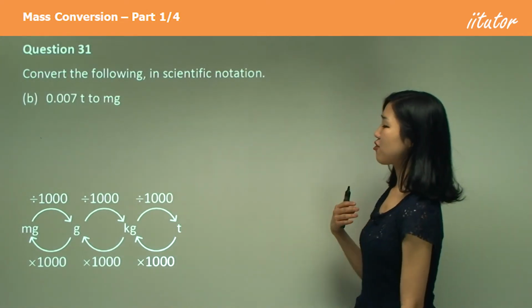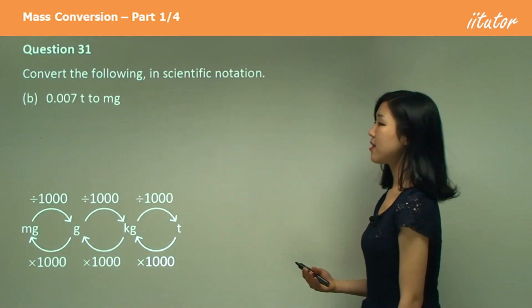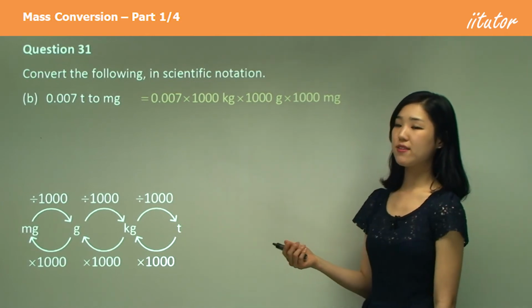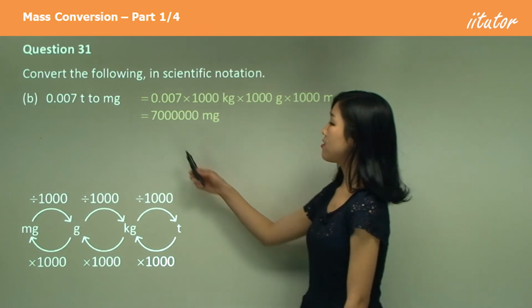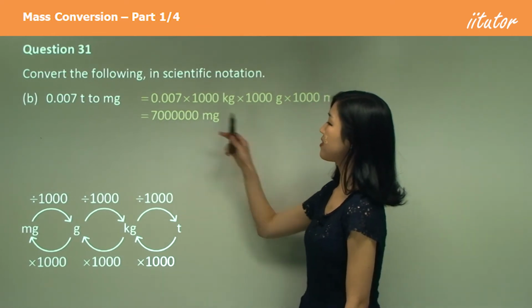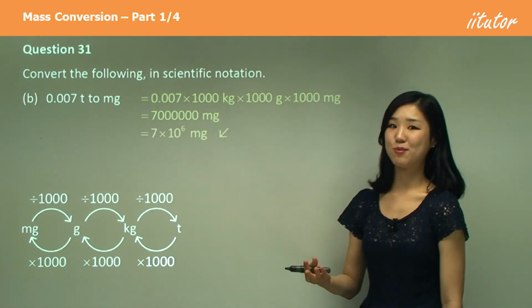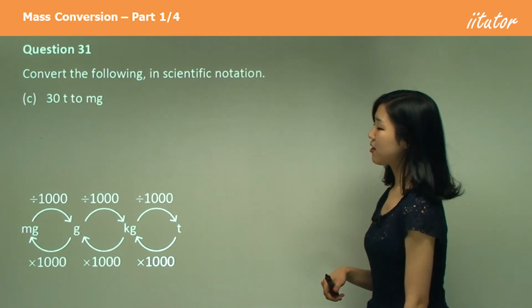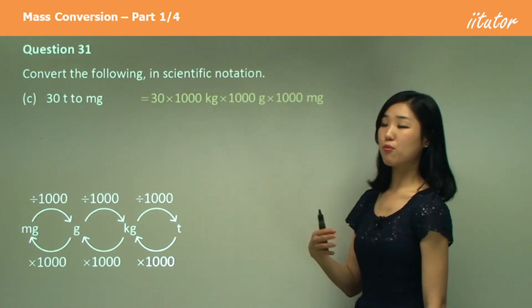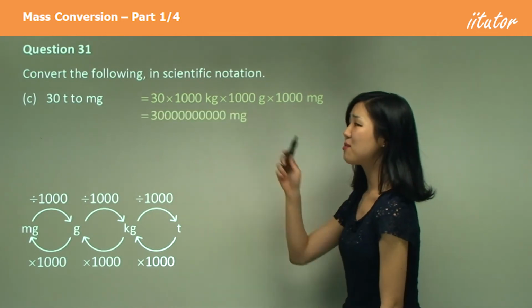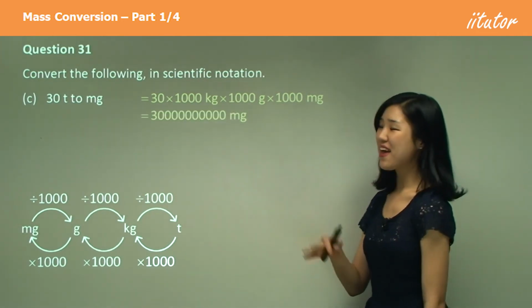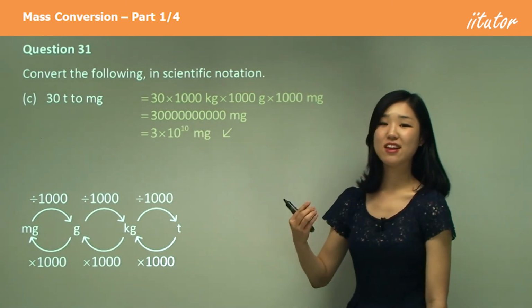Same thing, guys. Try and give this a shot yourself. You can see that we're multiplying by 1,000 3 times again. And simplify. Again, you still have a lot of zeros. This time we have 1, 2, 3, 4, 5, 6 zeros, so 10 to the power of 6 is what we have. Tons to milligrams again. Multiply by 1,000 3 times, and you can see that we're going to have so many zeros. Count them up, guys. Give it a shot yourself, and you should get 10 zeros. So 10 to the power of 10.